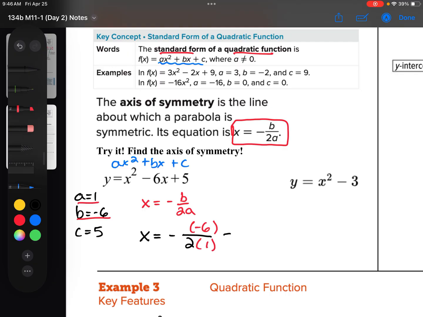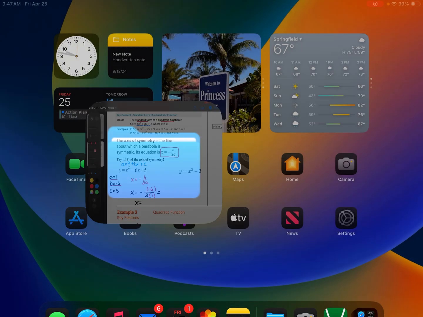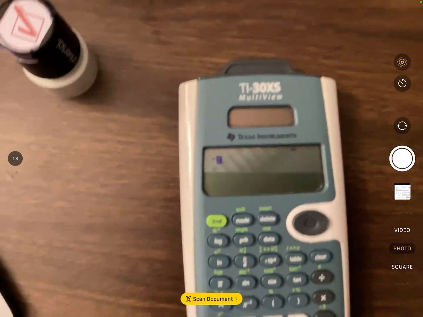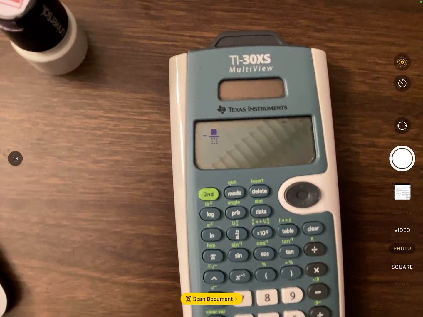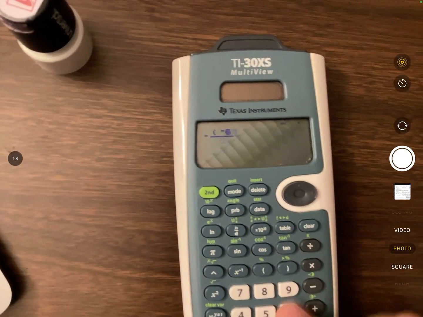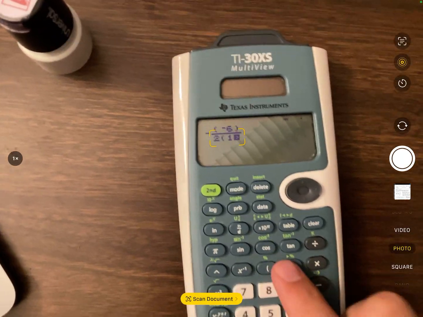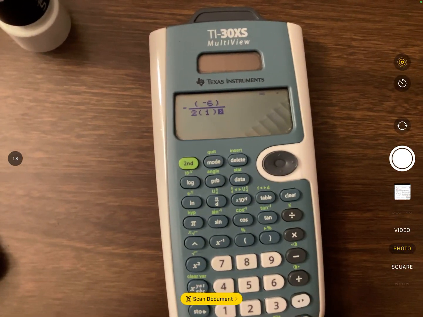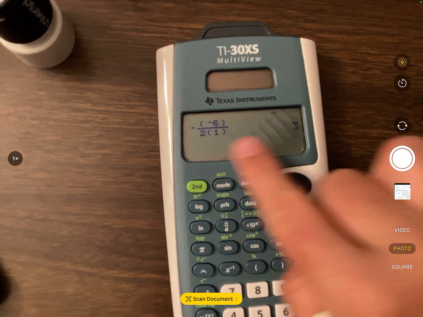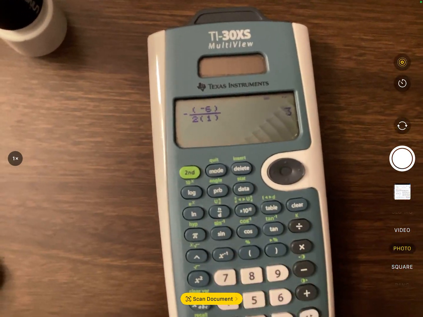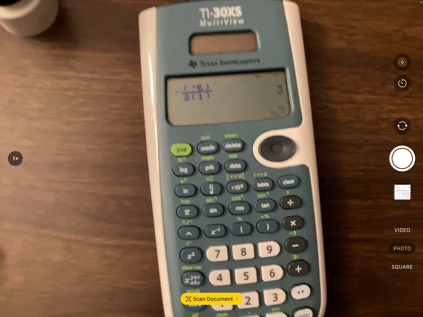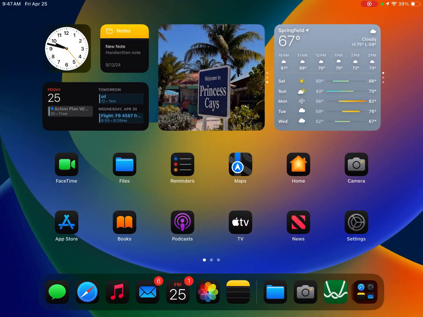So we're just going to hop over to our calculators and type that in so we can get an answer. I'm going to show you what I'm typing in. So it's negative b, which was negative 6, over 2 times a. Make sure you type it in exactly how we wrote it on paper. And your answer is 3. You can see how I typed that in with my fraction button and my negative sign. So I'm going to go back over to the notes now.